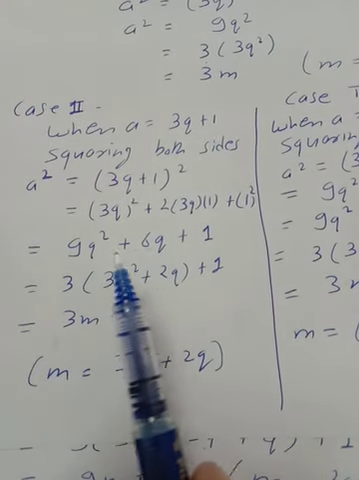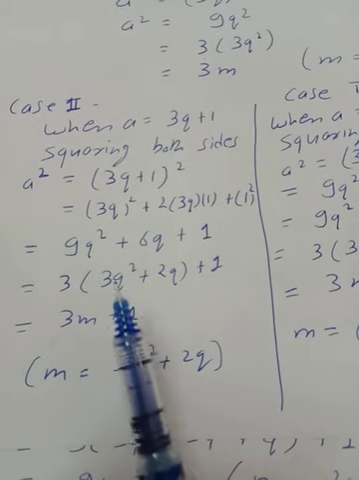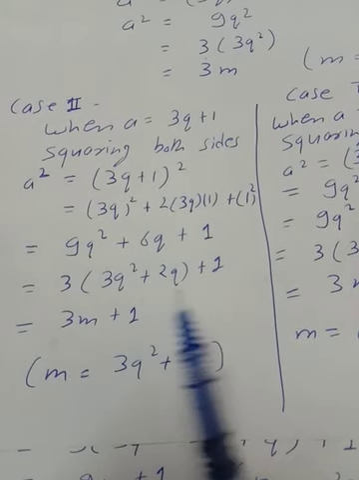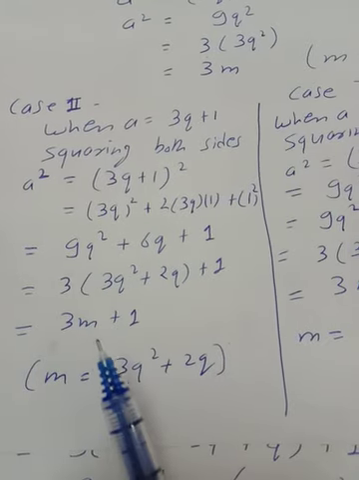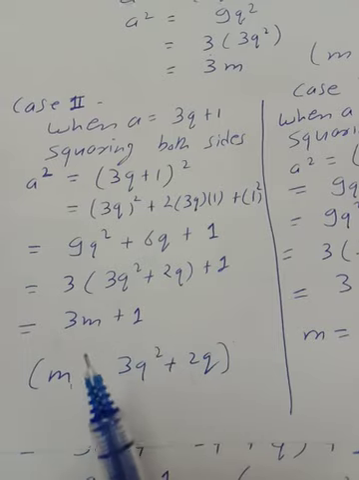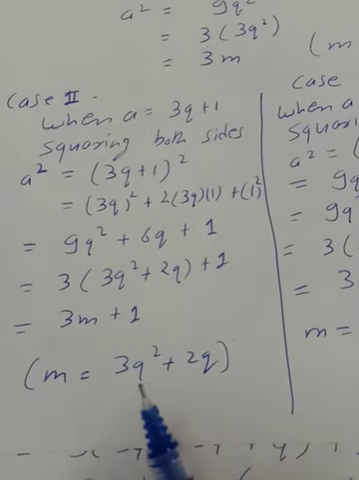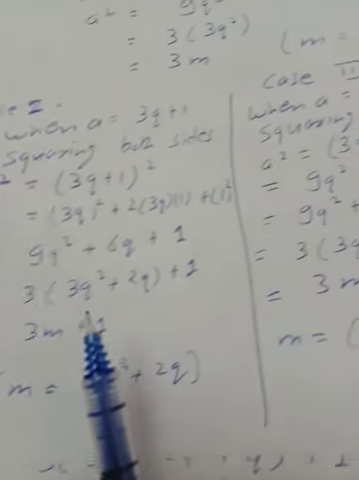Now from these two expressions we can take 3 as the common. So we get 3(3q square plus 2q) plus 1. So this 3q square plus 2q will become m. We get the answer 3m plus 1. Now the value of m for this case is 3q square plus 2q.